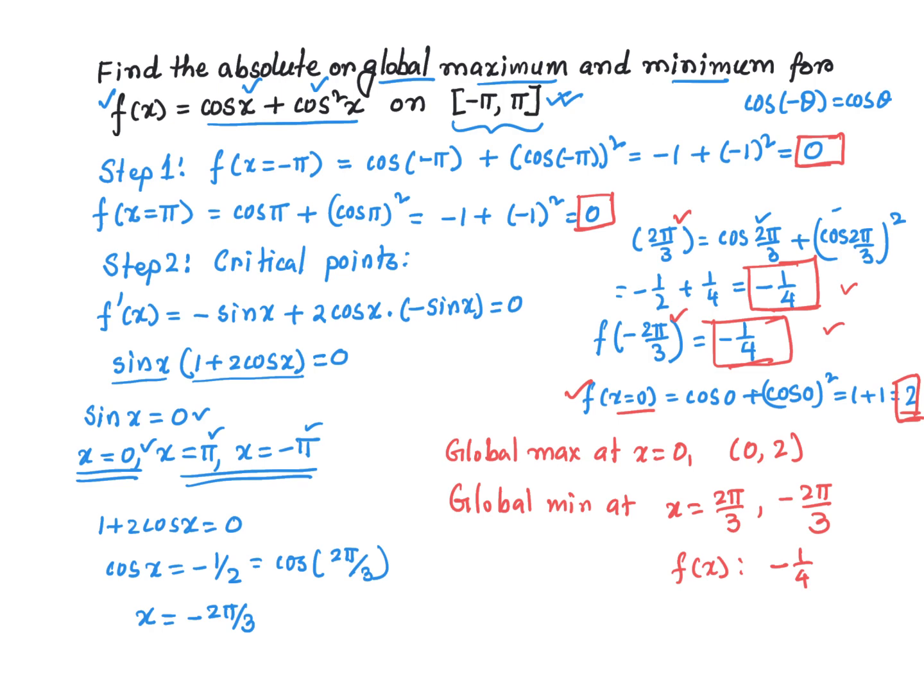So to find the absolute or global maximum and minimum for a function, we need to first find the value of the function at the boundary points of the closed interval, and then find the critical points by setting the derivative of the function to 0, then evaluate the function at those critical points, then look at all the points you got in step 1 and step 2 and compare them. The highest value in that group is going to be the global maximum, and the lowest value is going to be the global minimum. I hope that this discussion was helpful.